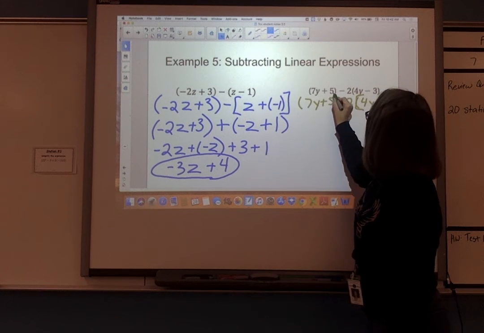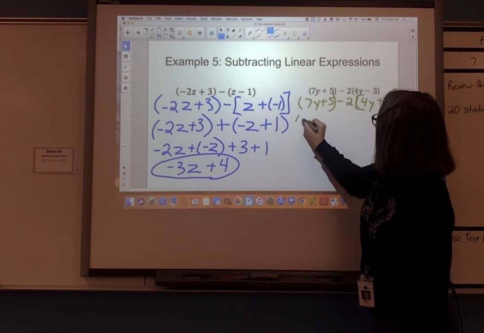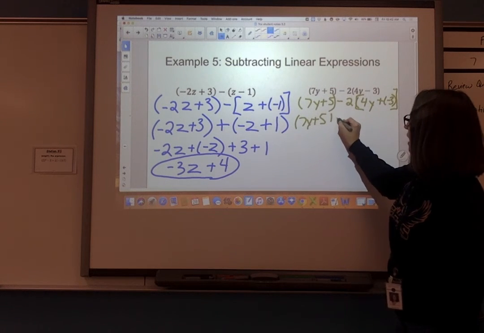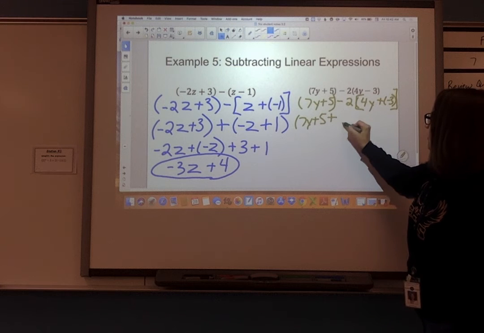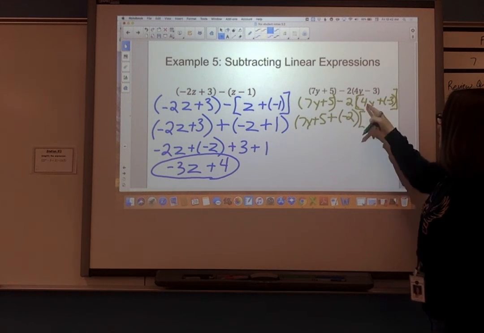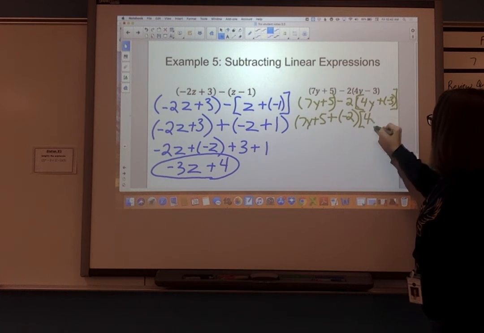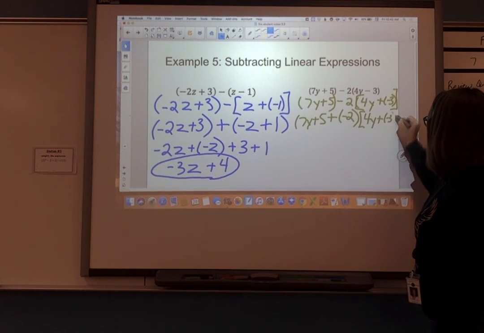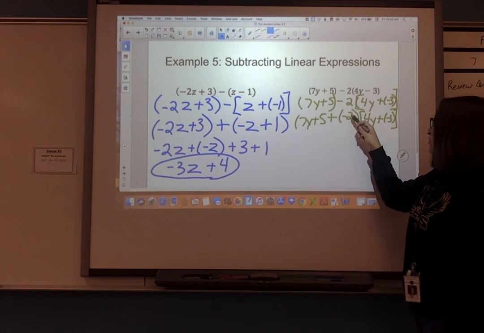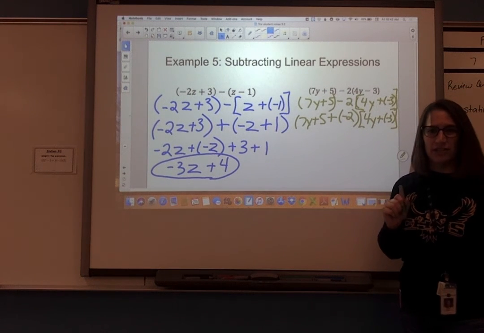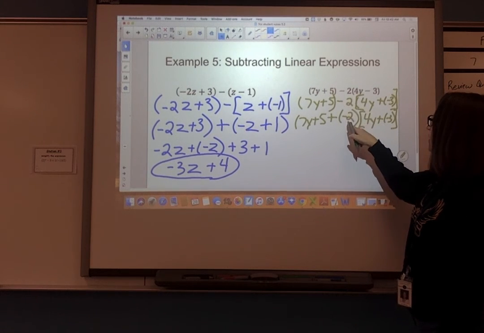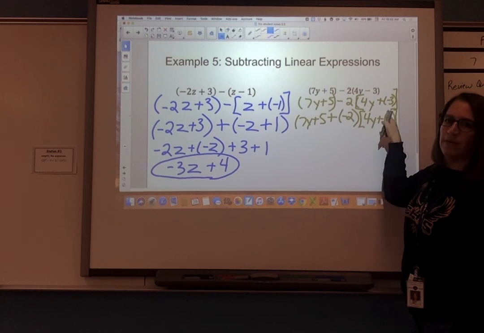Now I'm going to change this subtraction sign to addition. Okay, so I have 7y plus 5 plus negative 2 times, and I'm going to leave this the same for now, 4y plus negative 3. I'm leaving this the same for now because I'm going to distribute this negative 2, and that's what's going to change the signs. Okay, so all I did is change this minus 2 to plus negative 2 times whatever's in this bracket.